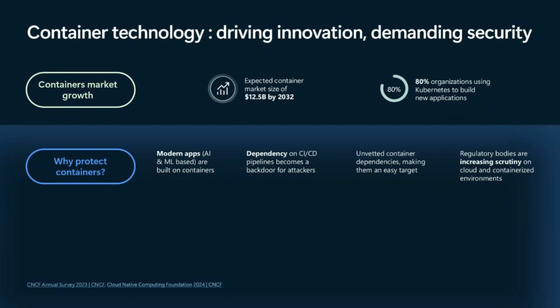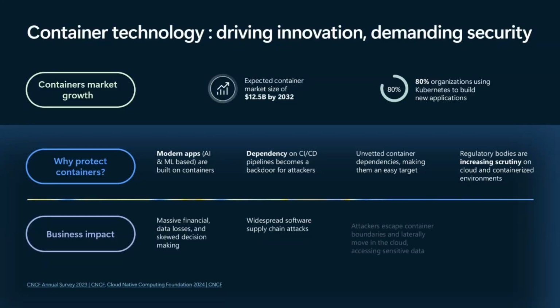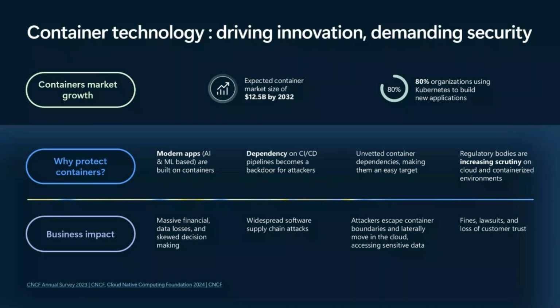And if containers aren't properly secured, the business consequences are severe. Financial and data loss, as well as poor decisions made on compromised data. Software supply chain attacks can propagate malware or tampered images across the ecosystem and contaminate not only your organization, but also your customers. Attackers may escape container boundaries, move laterally in cloud environments, and access sensitive systems. And beyond the technical costs, there are legal and reputational damages: fines, lawsuits, and loss of customer trust that's hard to recover from.